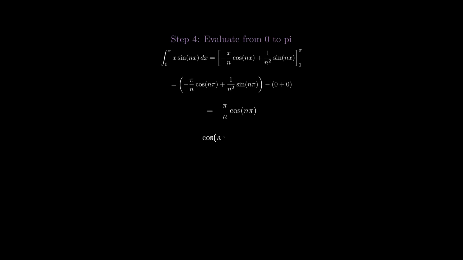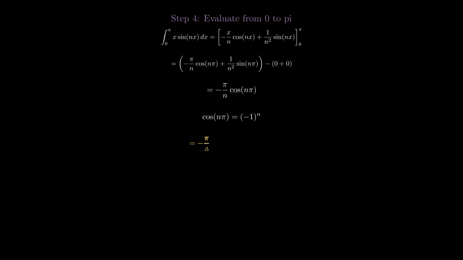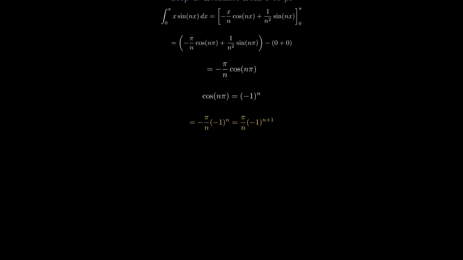We know that cosine of n pi equals minus 1 to the power n. Therefore the integral equals pi over n times minus 1 to the power n plus 1. Now substitute the value of the integral back into the formula for bn. The pi cancels, and we obtain bn equals 6 over n times minus 1 to the power n plus 1.